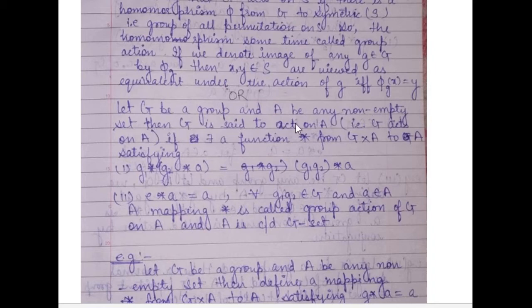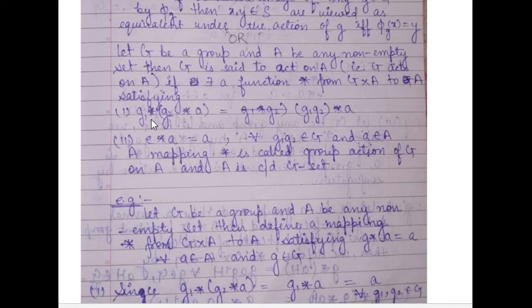Then G is said to act on A if there exists a function, denoted by star, which associates G cross A to A. That is, it is a mapping from G cross A to A which satisfies the following properties: g1 star (g2 star a) is equal to (g1 g2) star a, and e star a is equal to a, where g1, g2 are elements of G and e is the identity element of G, and small a is any arbitrary element of A. This mapping is called group action of G on A, and A is called a G-set.